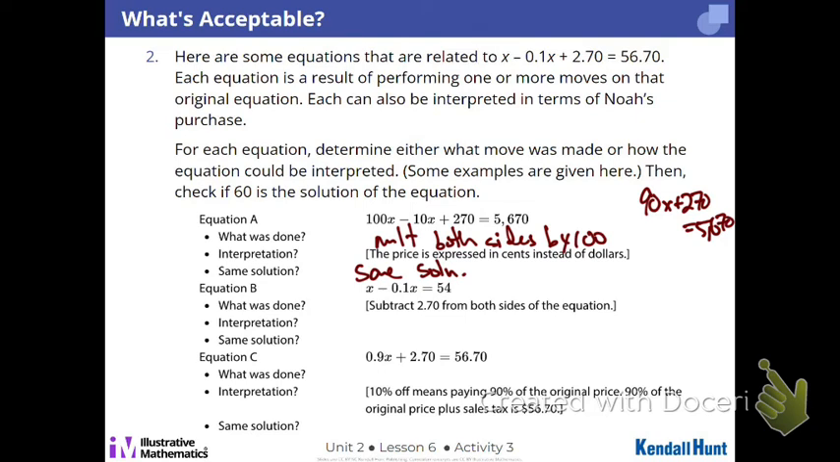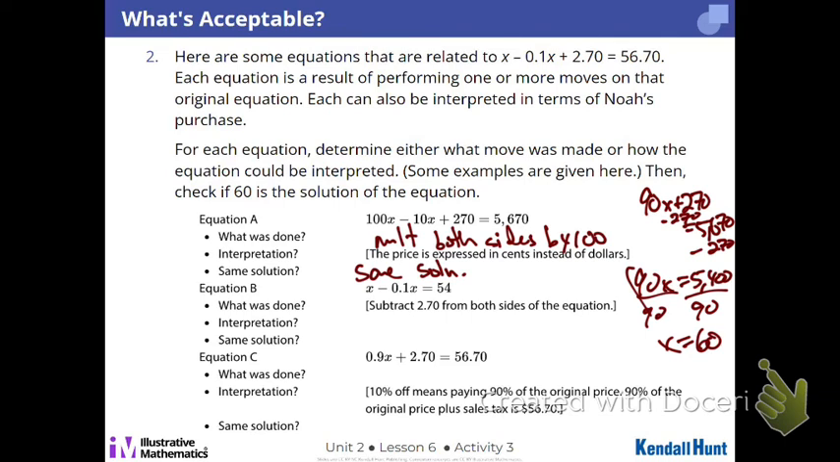1,670. So I got that 90x by doing 100x minus 10x. I want to subtract 270 from both sides. That means 90x equals 5,400, which means x equals 60. Are the pants still $60? I did the same thing to both sides. I still got $60 pants. All right? Next up, B.